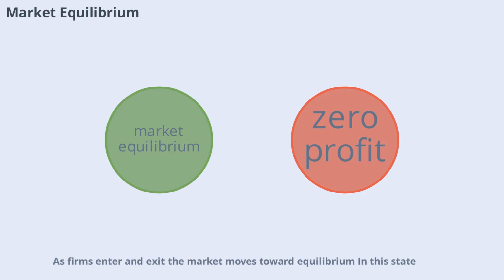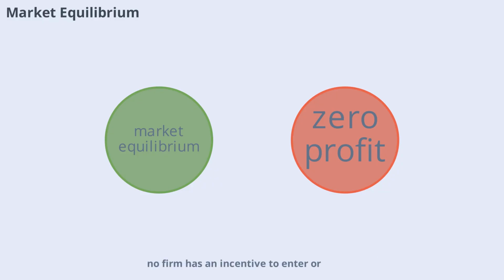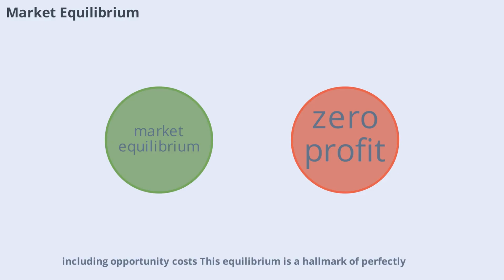As firms enter and exit, the market moves toward equilibrium. In this state, no firm has an incentive to enter or leave because all are earning zero economic profit. Prices settle at a level where firms cover all their costs, including opportunity costs. This equilibrium is a hallmark of perfectly competitive markets and ensures resources are allocated efficiently.